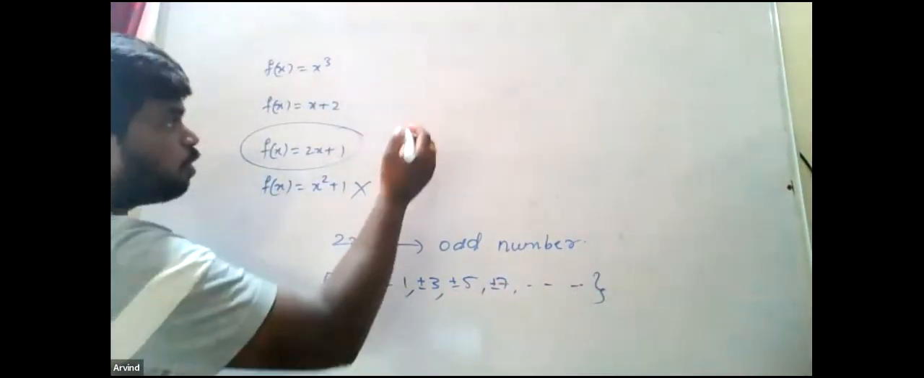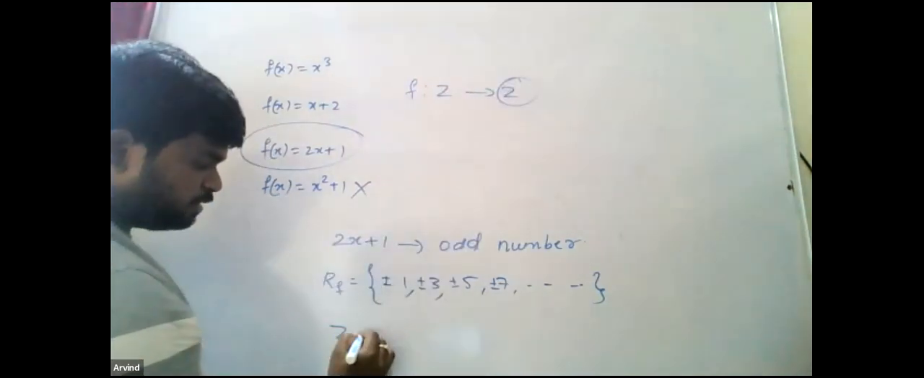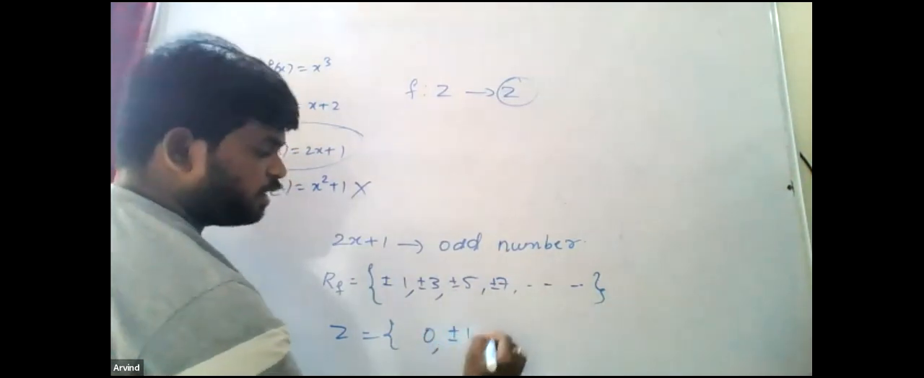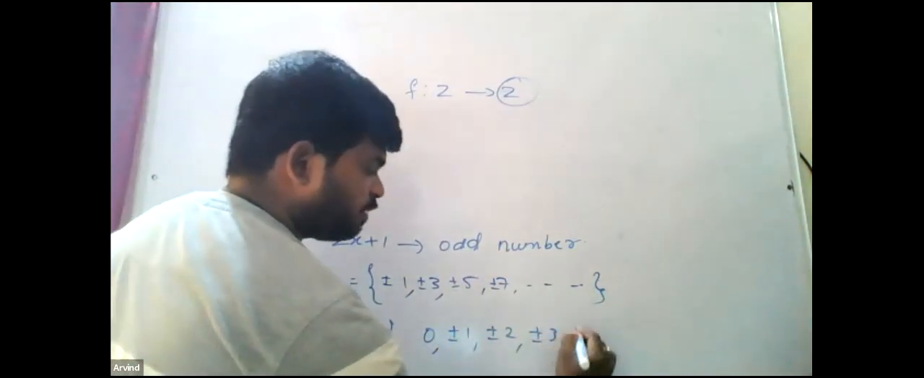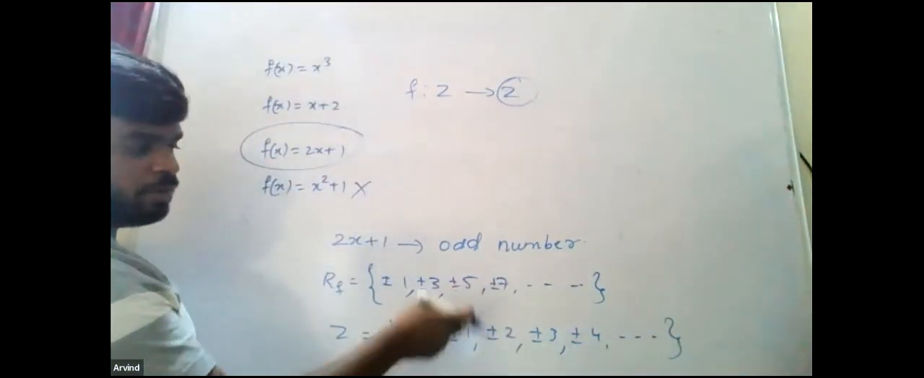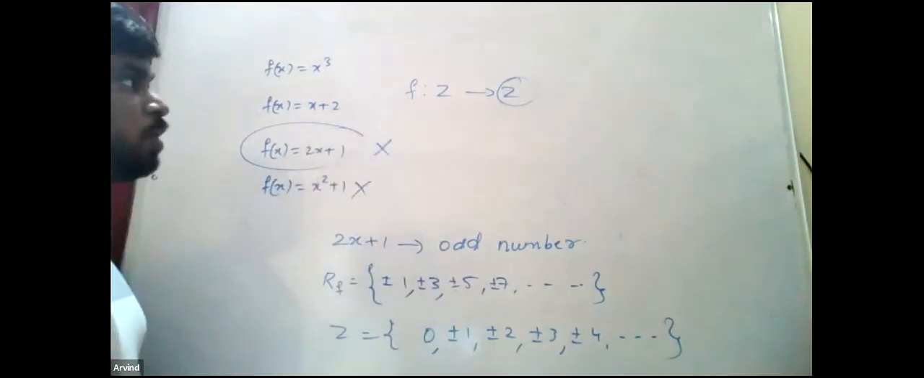But what is my codomain? My function is defined from Z to Z. My codomain is Z, which is 0, plus or minus 1, plus or minus 2, plus or minus 3, plus or minus 4 and so on. Observe, my range and my codomain are not the same. Therefore, this is not onto. It is 1-1 but not onto.